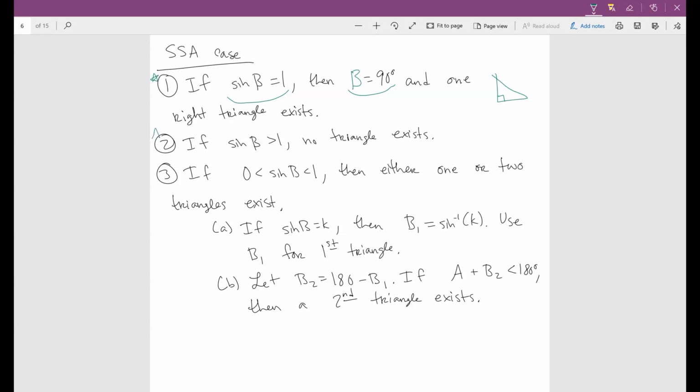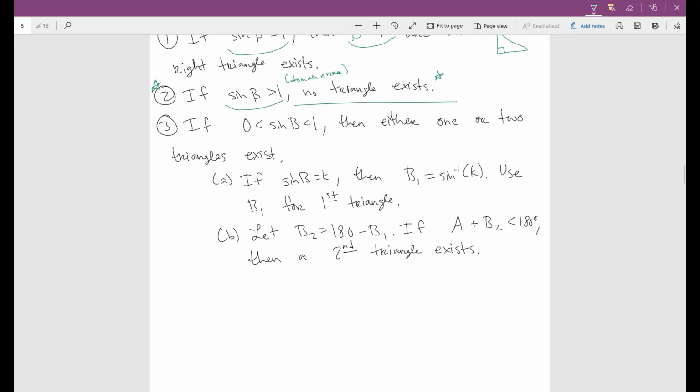This one, you pray to the trig gods that you get number 2. If you get this, which gives you a domain error on the calculator, then no triangle exists and you are done. You don't have to do anything else. Usually this is the one that everybody hopes to get. We really pray that we don't get the third one.